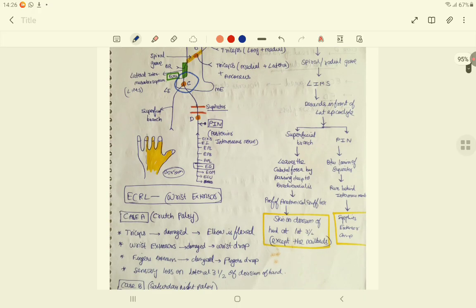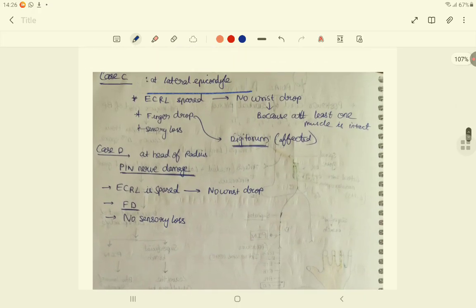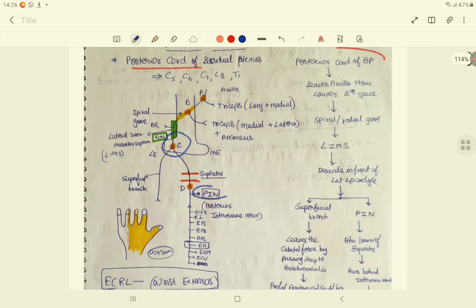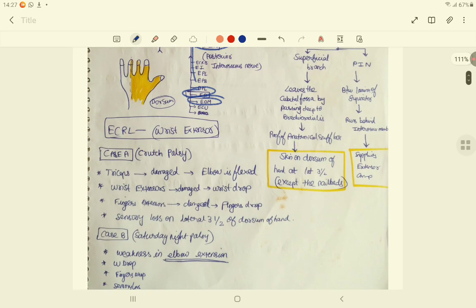When there is damage at the lateral epicondyle, the extensor carpi radialis is spared. I told you extensor carpi radialis longus is our wrist extensor. So when that is spared, there won't be any wrist drop. And you can also see that finger drop is there. I hope you now understood why there is a finger drop. The reason is that the extensor digitorum and extensor digiti minimi are affected, right? I told you the posterior interosseous nerve supplies the extensor digitorum and digiti minimi.